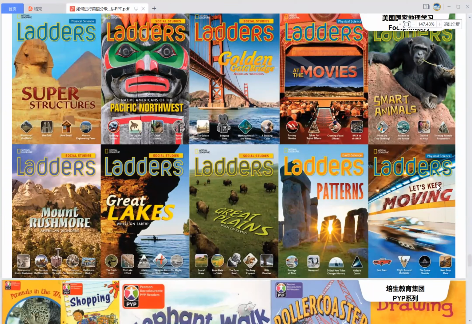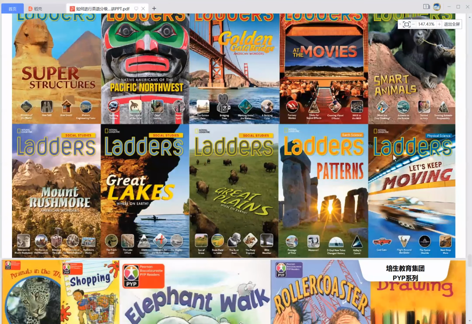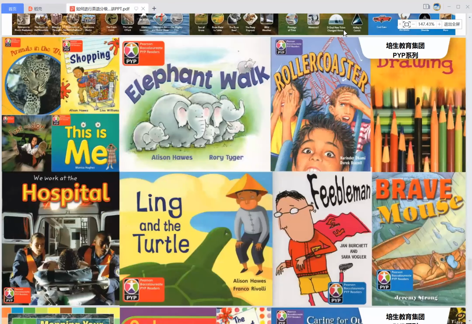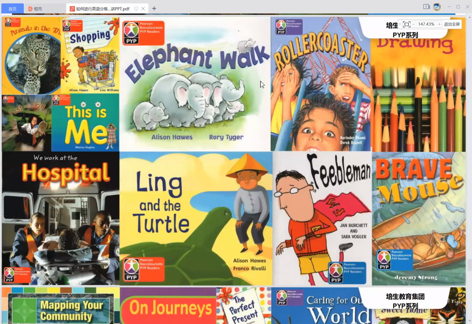Let's keep moving. This book is my favorite. It's all about the history of vehicles, from cars to satellites, even to rockets. This series you are looking at on the screen is from Pearson, and you can see many of the drawings and illustrations are quite lovely.